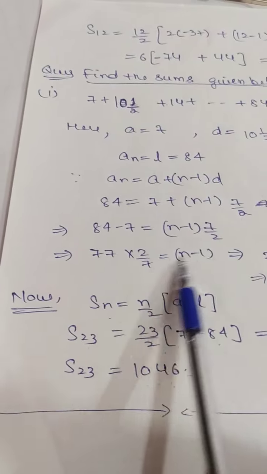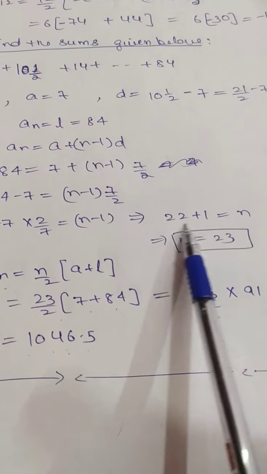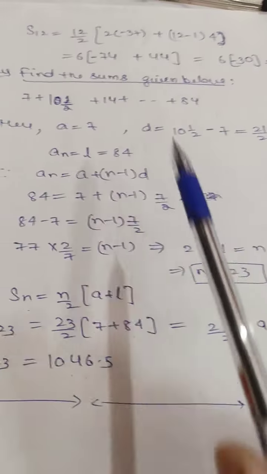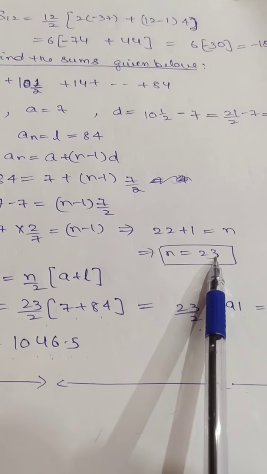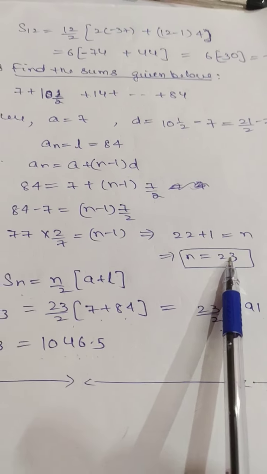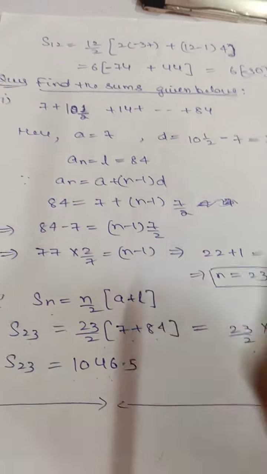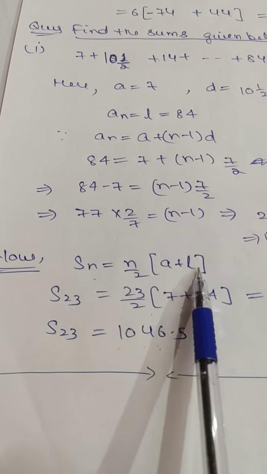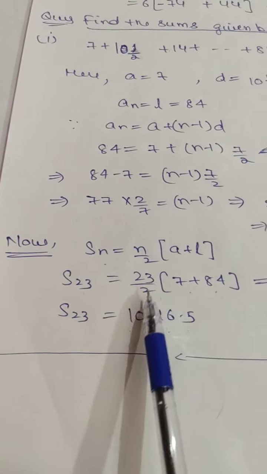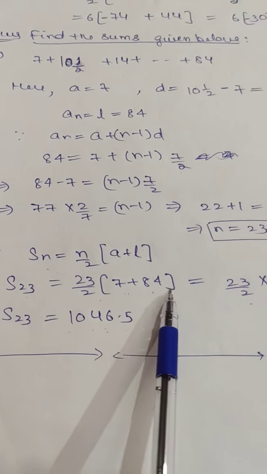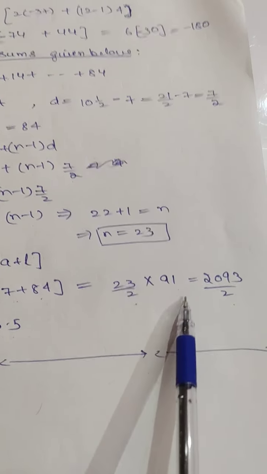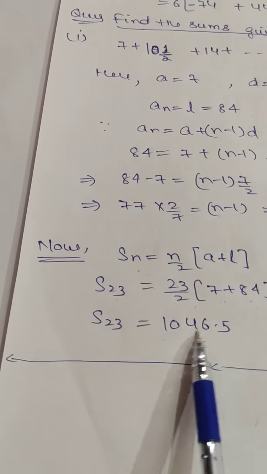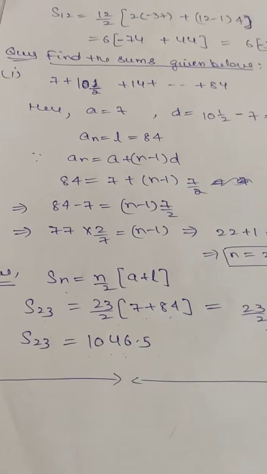Okay, so from here after calculating we will get the number of terms. So here we get the total number of terms in the given AP series is 23. Now we can easily calculate the sum of the 23 terms, since we know the last term of the AP. So Sn is equal to n by 2 into a plus L, meaning first term plus last term. So S23 is equal to 23 by 2 into 7 plus 84, which is equal to 23 by 2 into 91, and is equal to 2093 by 2, or we can also write it as 1046.5. Okay, so that's all for today.